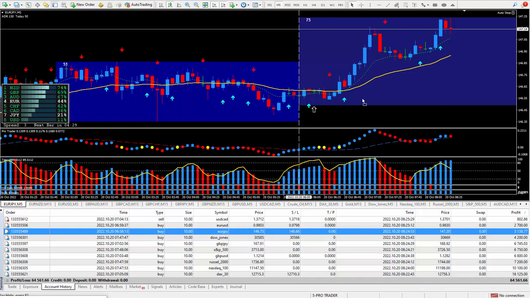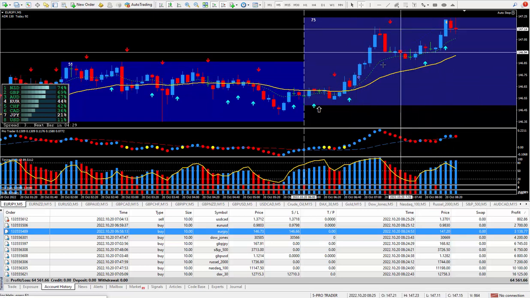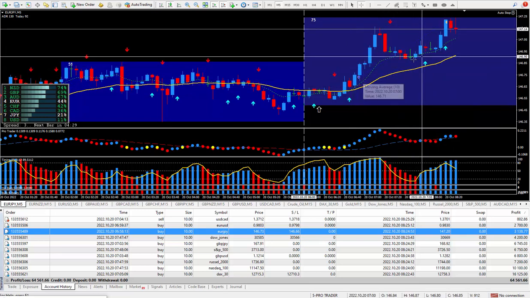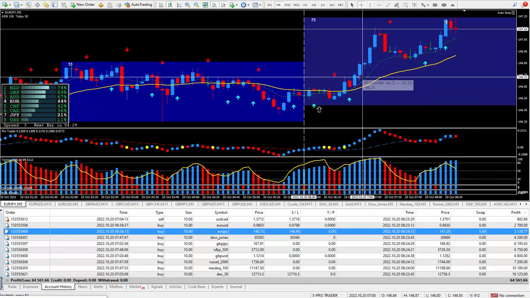Euro yen. Where did I get in? Right here. Setup candle. There's your arrow. Looks like I missed it by about 7 pips. Not a big deal. Went up, down, back up. Could have put another lot in right around here, but I had 10 trades running, so did not need to do more.